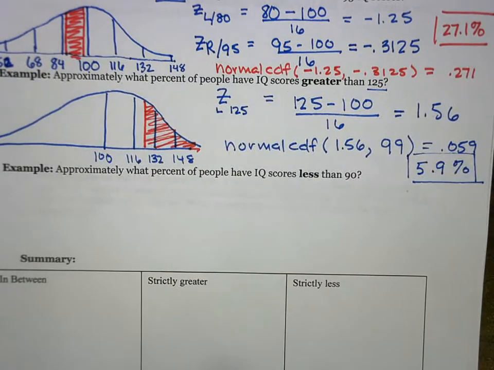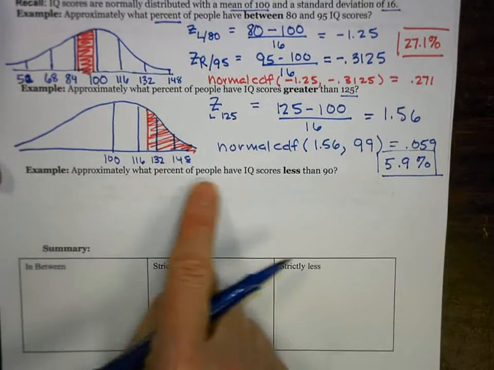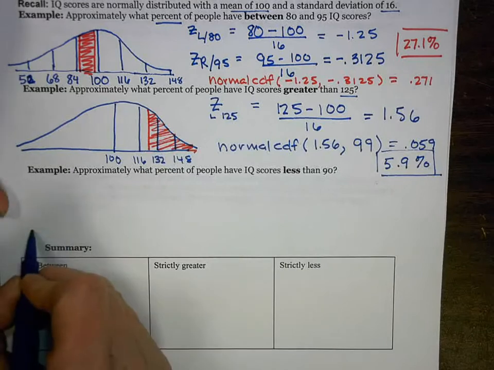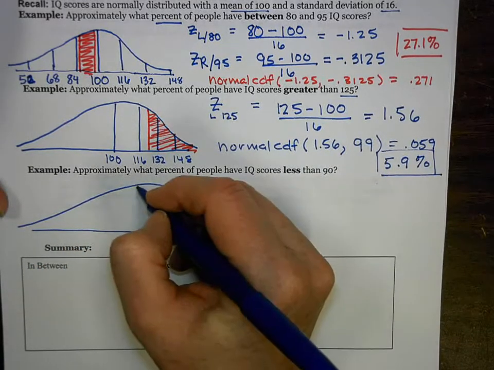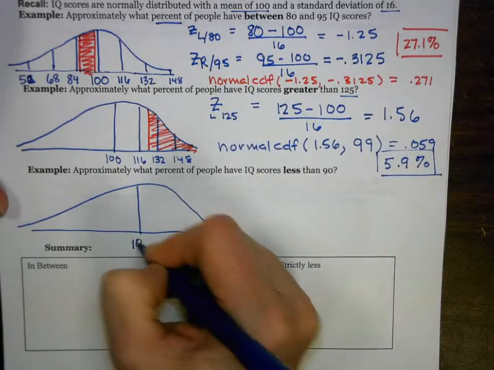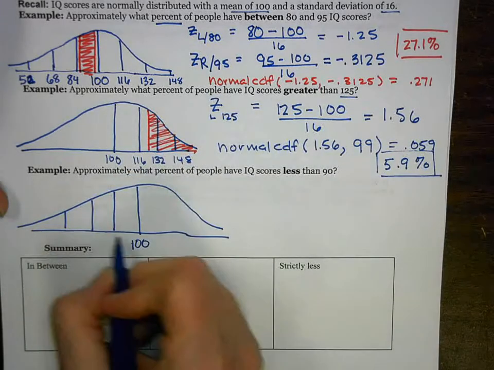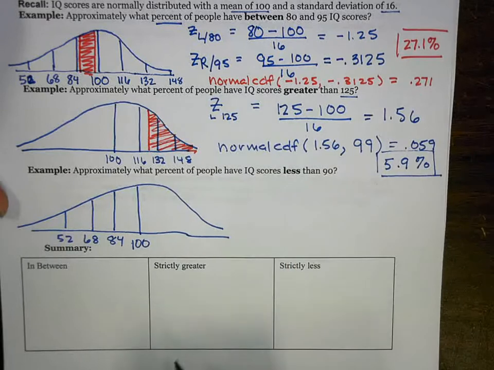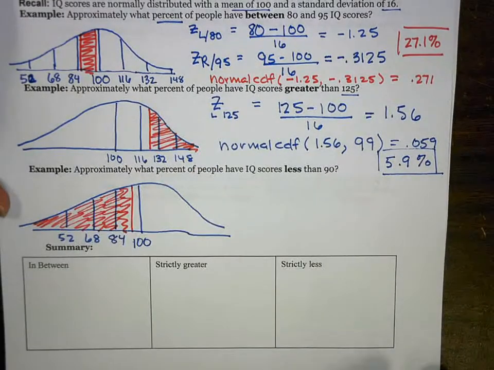Okay, so let's do one more. What percent of people have IQ scores less than 90? Okay, so we draw our curve. We've got the mean value there. 1, 2, 3. We've got 84, 68, 52, less than 90. Well, 90 is about right here. So how many people?